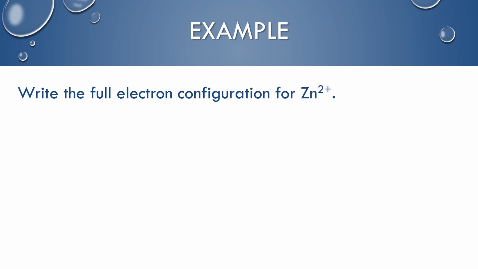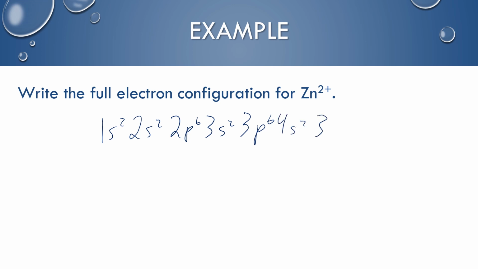Last example, let's look at an ion, zinc 2+. Let's go ahead and write the normal one first, 1s2, 2s2, 2p6, 3s2, 3p6, it gets us to 18. 4s2, 3d10 gets us to 30. So that is the normal zinc. Now when zinc forms an ion, it's going to lose 2 electrons because it's positively charged there.